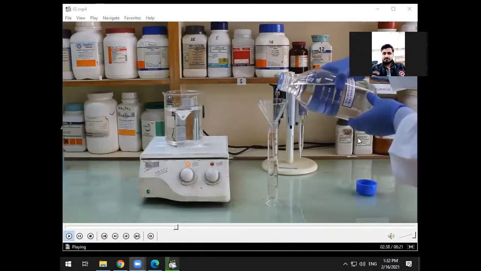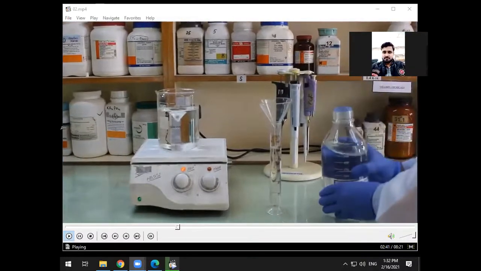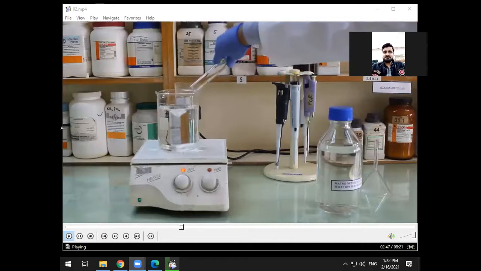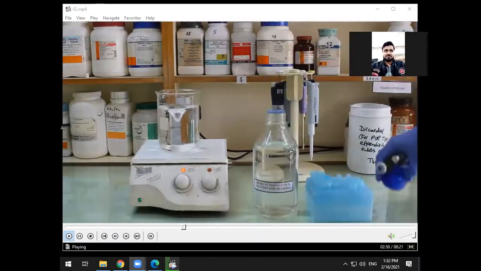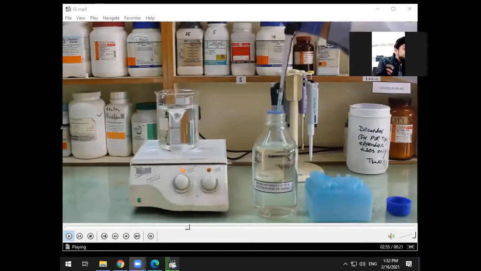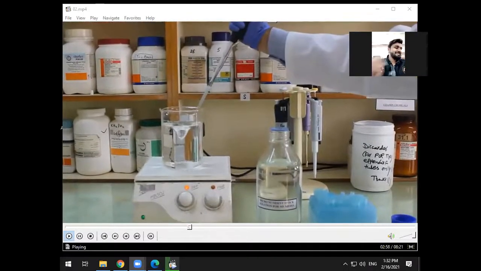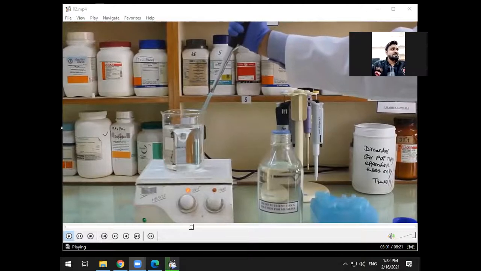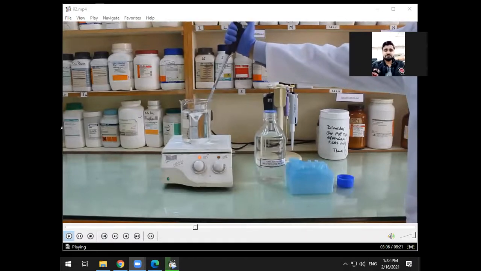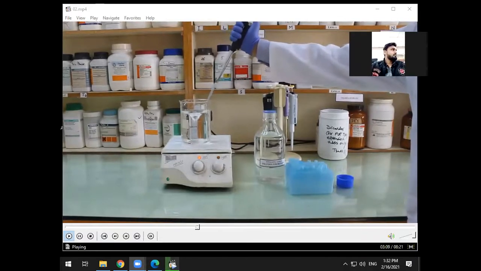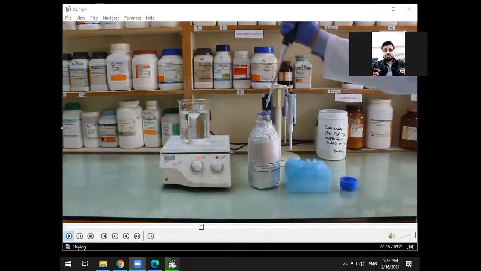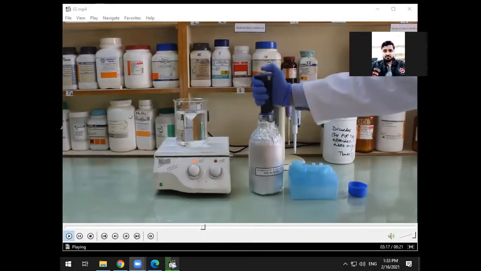First, add 50 ml of macronutrient stock solution into the MS media. Add 1 ml of micronutrient stock solution with the help of a micropipette. Add 1 ml of vitamin stock solution in the MS media. Add 5 ml of EDTA stock solution.